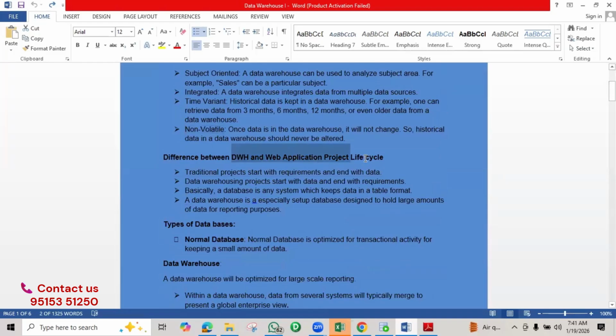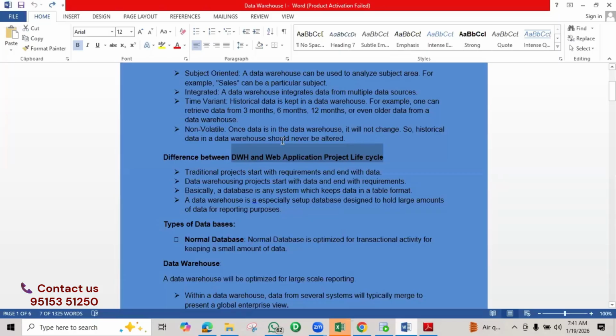What is the difference between data warehouse and web application project lifecycle? We discussed that in the web application project lifecycle, first the team gets the requirement and then they get the data. But the data warehouse team first gets the data and then the requirement. Because we will be working on historical data, first we receive the historical data.